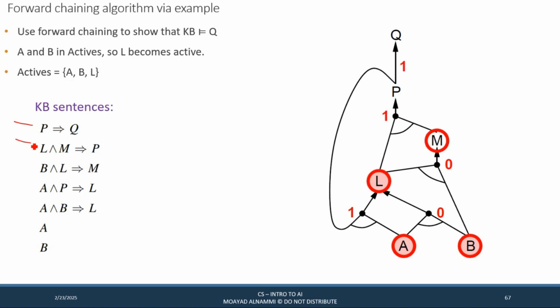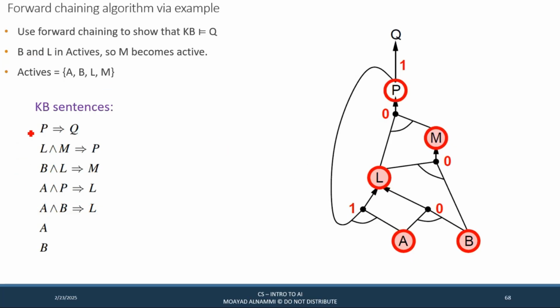Then again, I start scanning my knowledge base, and I find that because A and B are active, this sentence here now becomes active, and now I can activate L because A and B are active. And so A, B, and L are now activated. Again, start scanning until you can activate one of the premises in your Horn clauses. As I go down, I find that I can activate M because B and L are in my actives list. So I'll activate M.